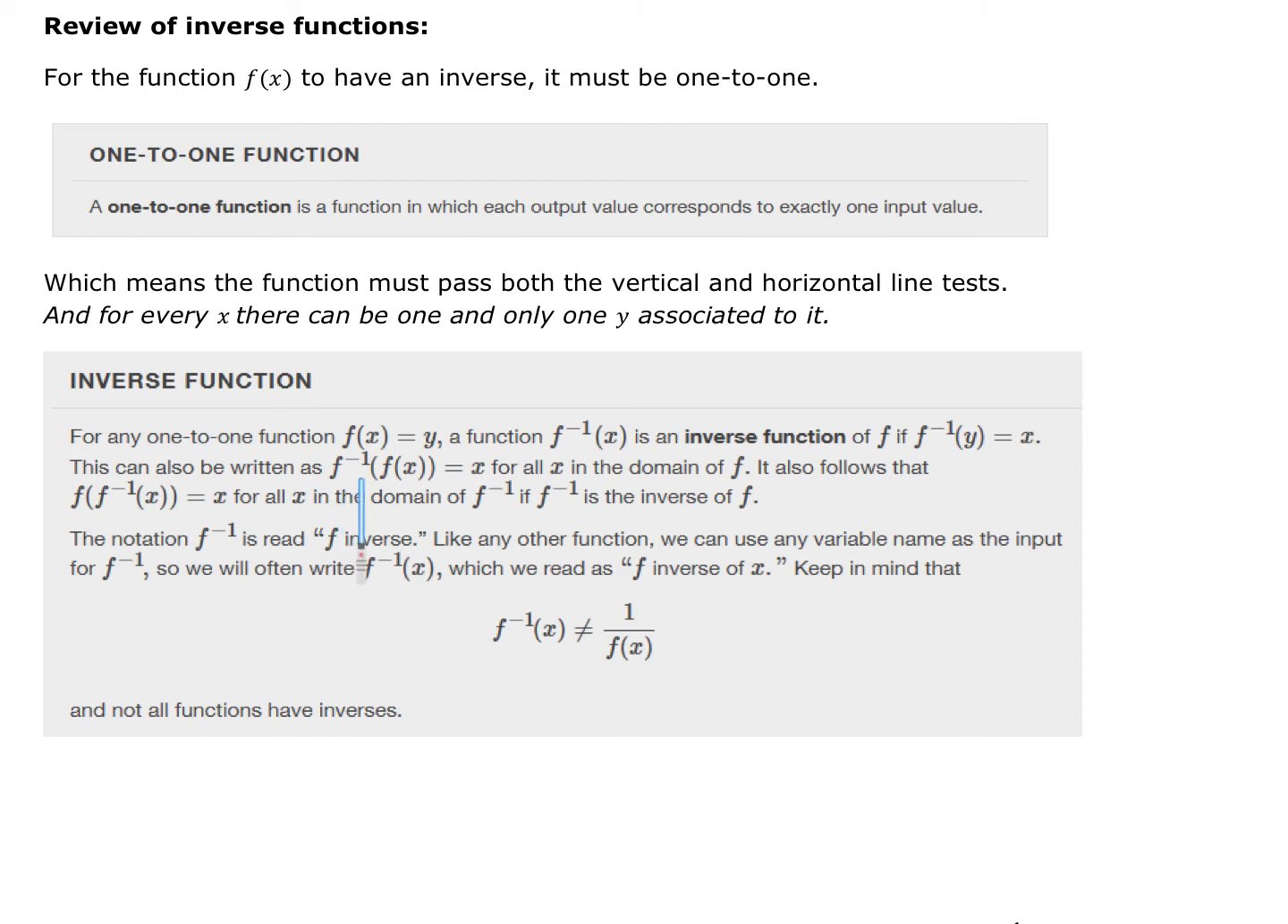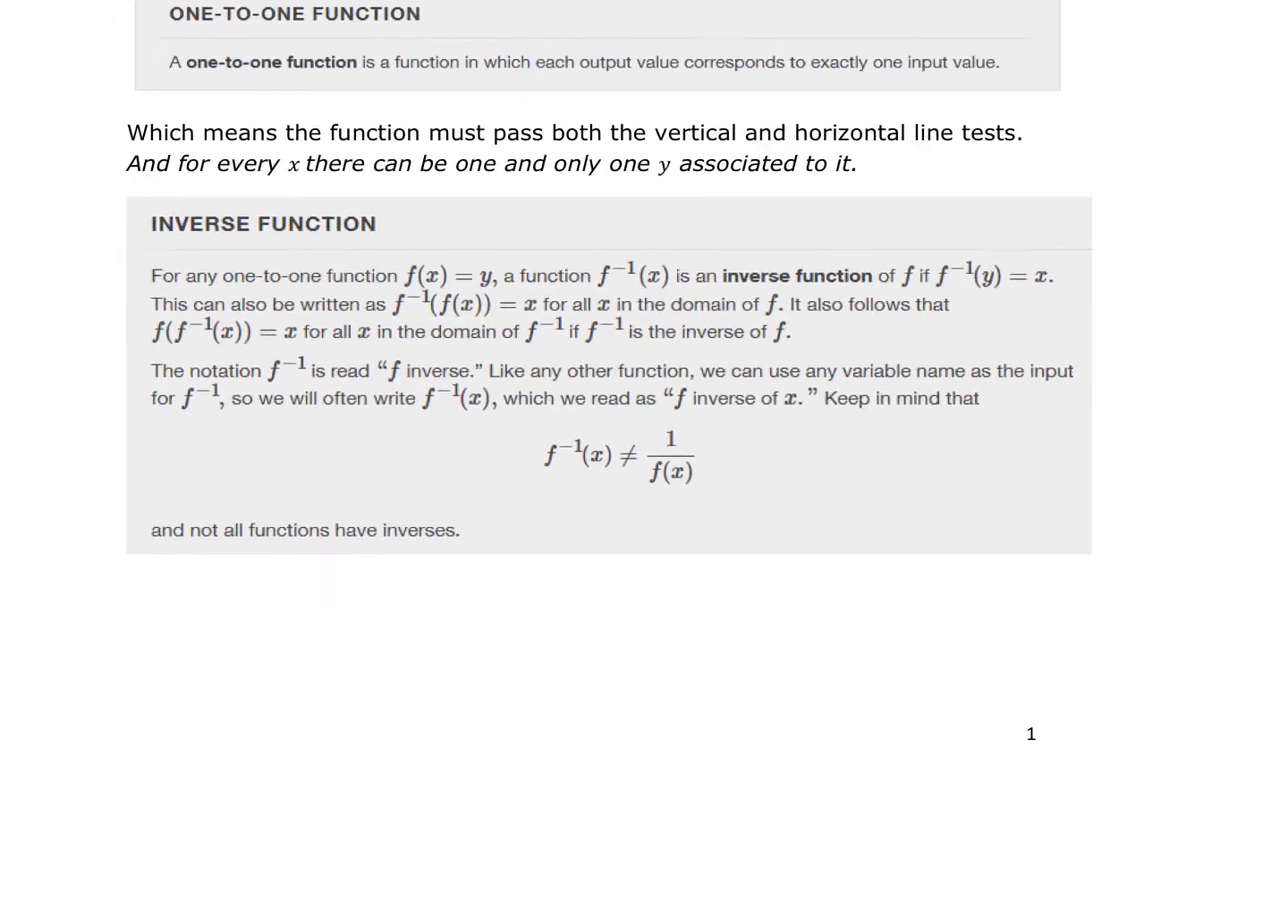This can also be written as a composition of functions, provided, of course, x is in the domain of the inner function. It also follows that in this composition, x is in the domain of the inner function, which is the inverse. The notation f inverse is read f inverse. It is not f raised to the -1 as in 1 over. It's not the reciprocal, it's the inverse. And remember, not all functions have inverses, at least not when we start out. We can restrict domains, though, to get some inverses.